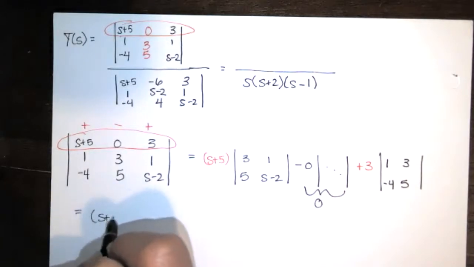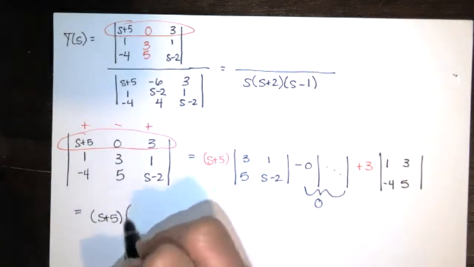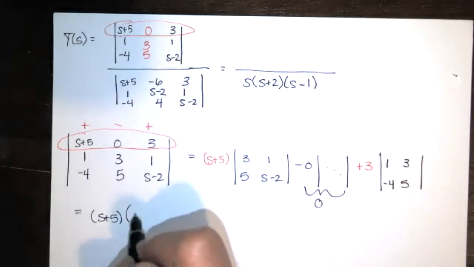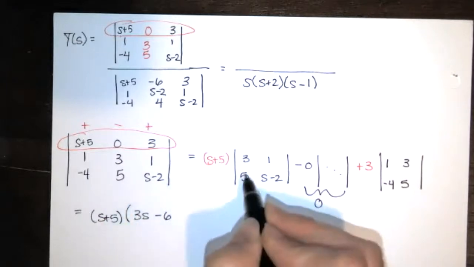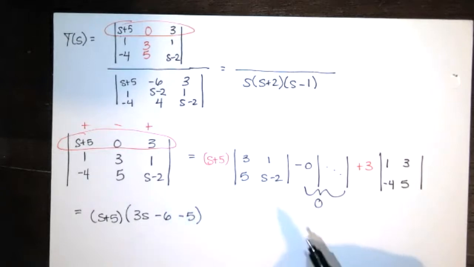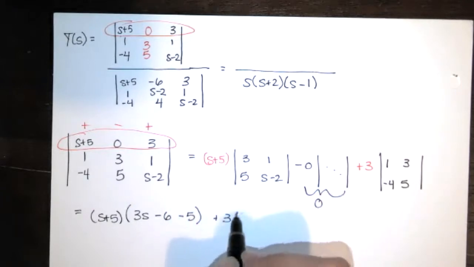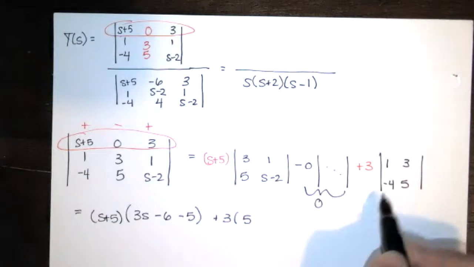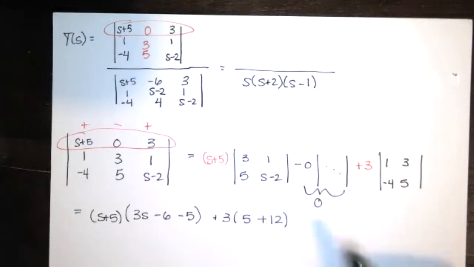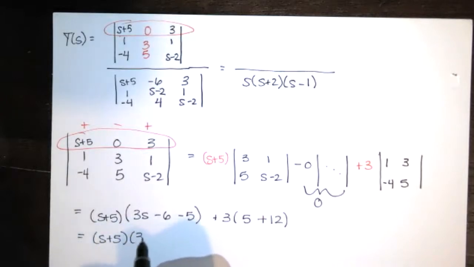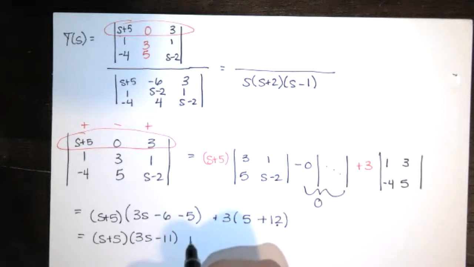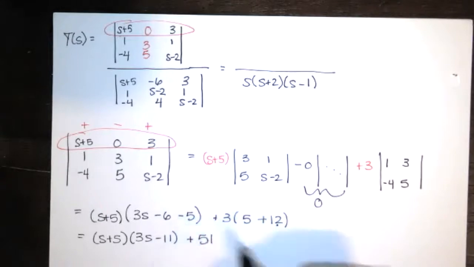So this is going to give me s plus 5 times this, 3 times this quantity. If I distribute the 3, I'll have 3s minus 6. And then I'll subtract 5 there. And then I have the 0, and then I have 3 times over here 5 minus a negative 12. So that's going to be plus 12. So I have s plus 5 times 3s minus 11, and 5 plus 12 is 17, and 17 times 3 is going to be, what, 30 plus 21, 51.